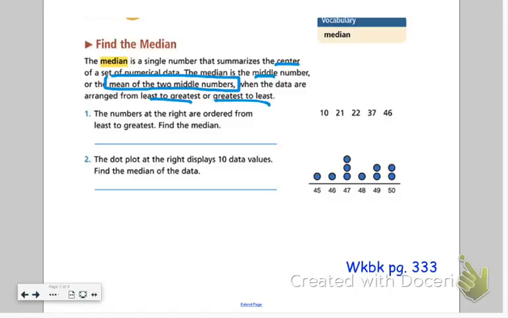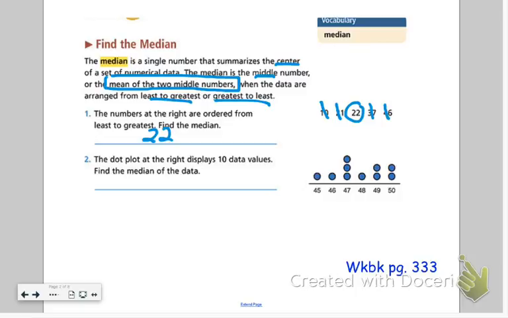So let's take a look at number 1. The numbers at the right are ordered from least to greatest. Find the median. Well, I have to figure out which number is in the center. What I like to do is cross off numbers on the left and the right side, and I keep going until I figure out what number is left in the middle. So let's see, 10, 46, so left, right, and it looks like the number in the middle, the center number, is 22. The median here is 22. Pretty easy, right?